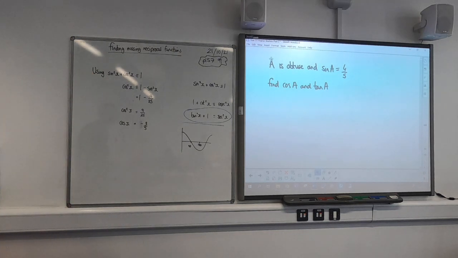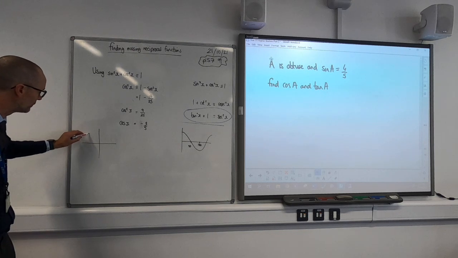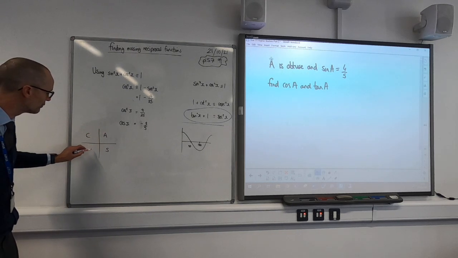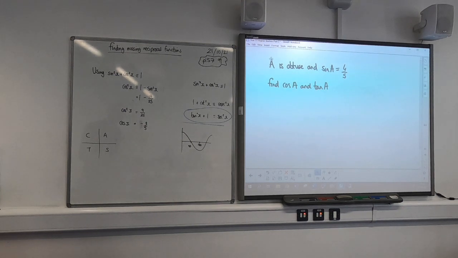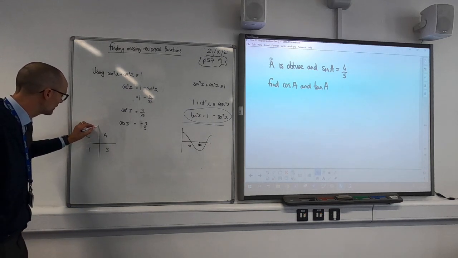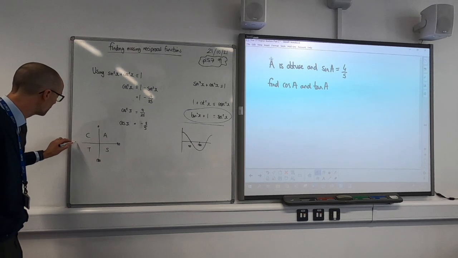So it's minus 3/5. And do you remember the CAST diagram that we used to help us remember whether we're dealing with positive or negative sines, coses and tans? It means we don't have to always draw the graph. This diagram shows angles from 0 to 360 going around in a clockwise direction.